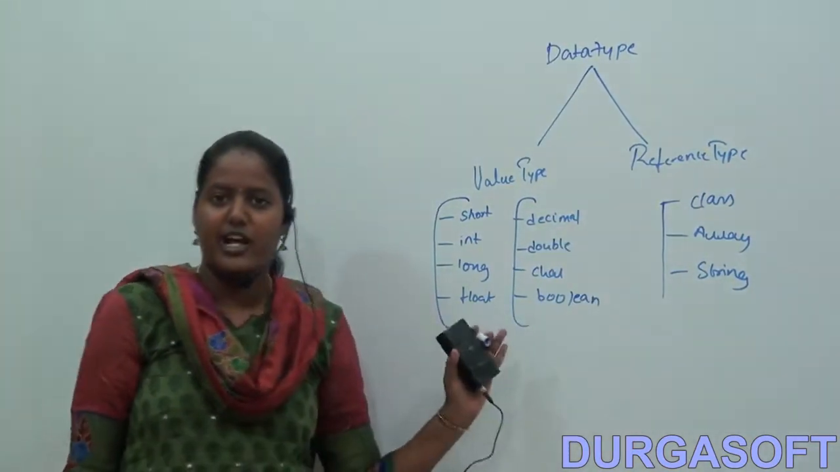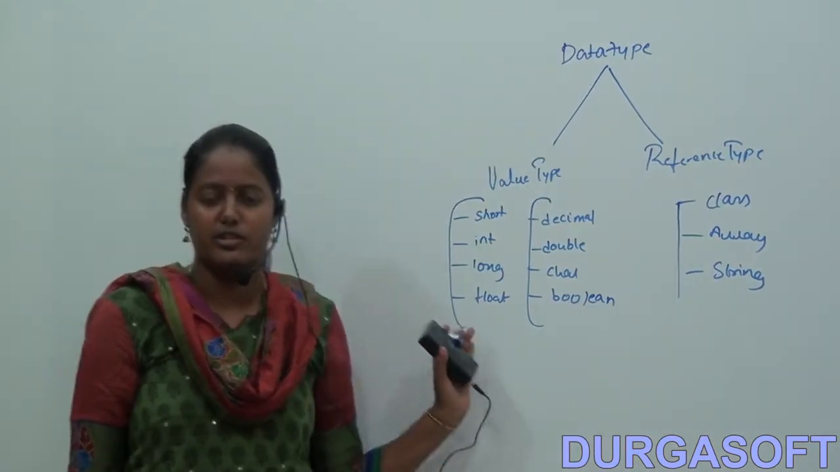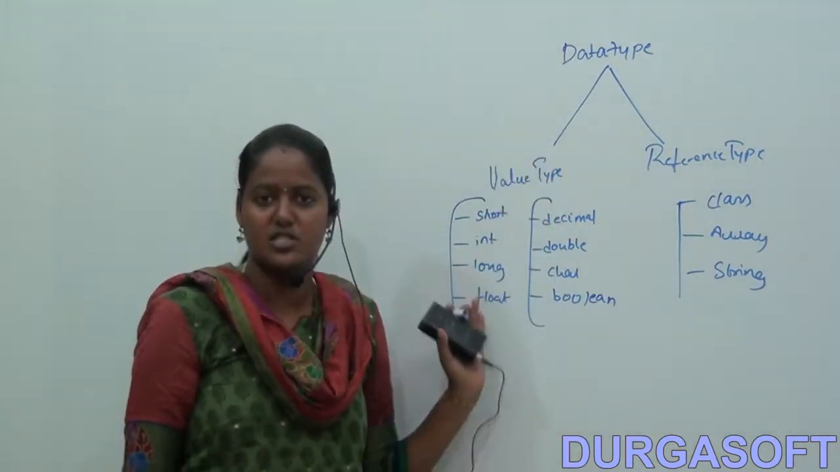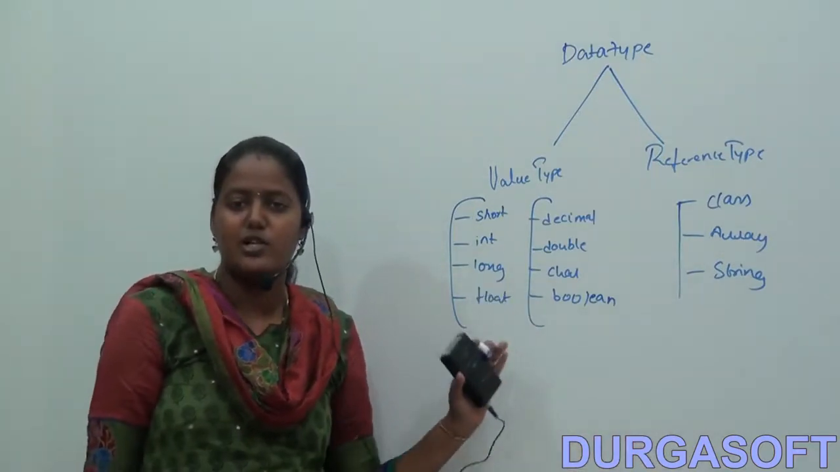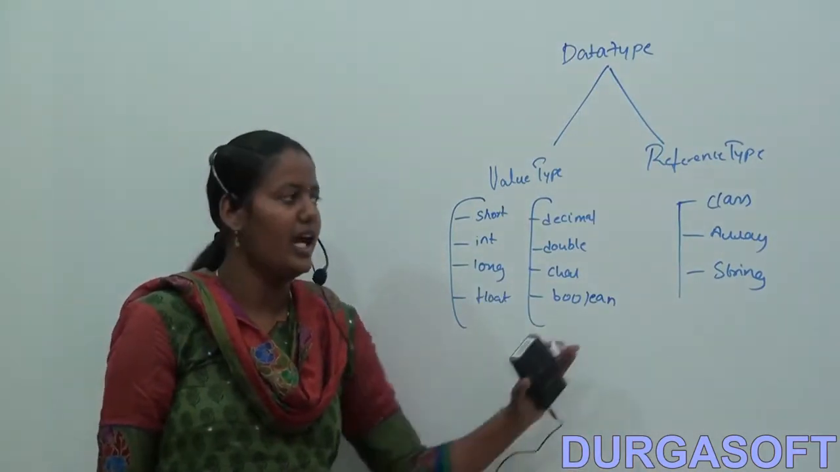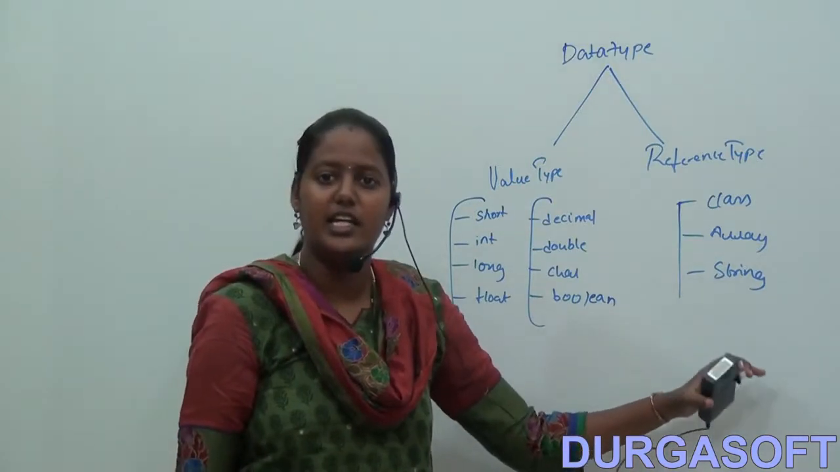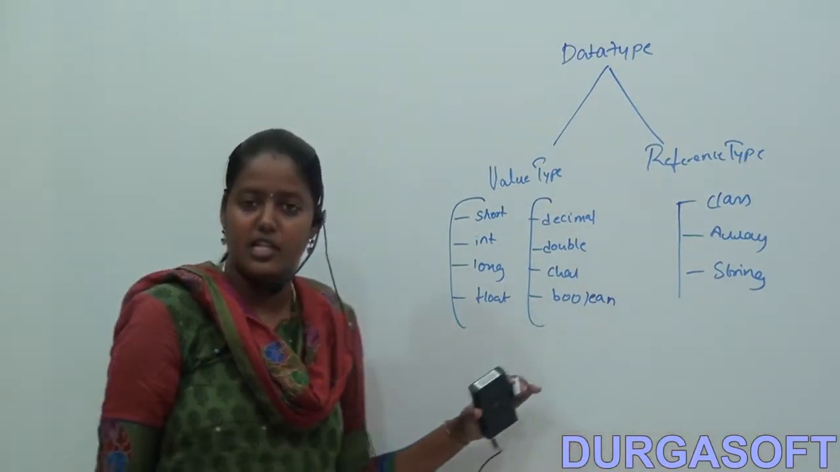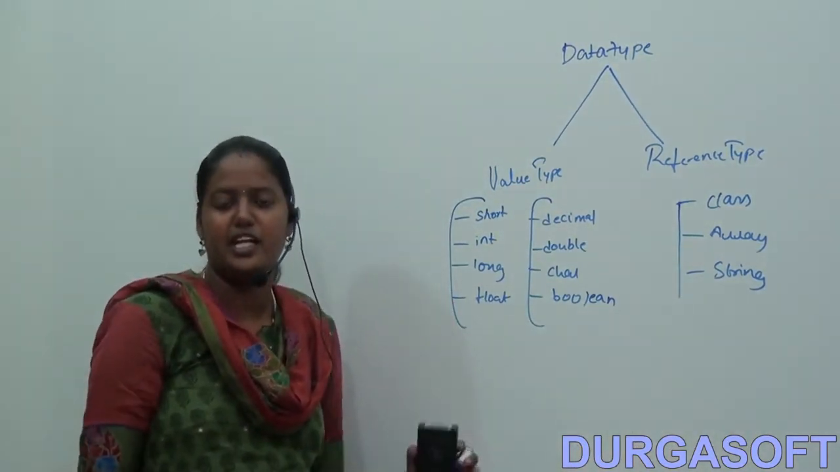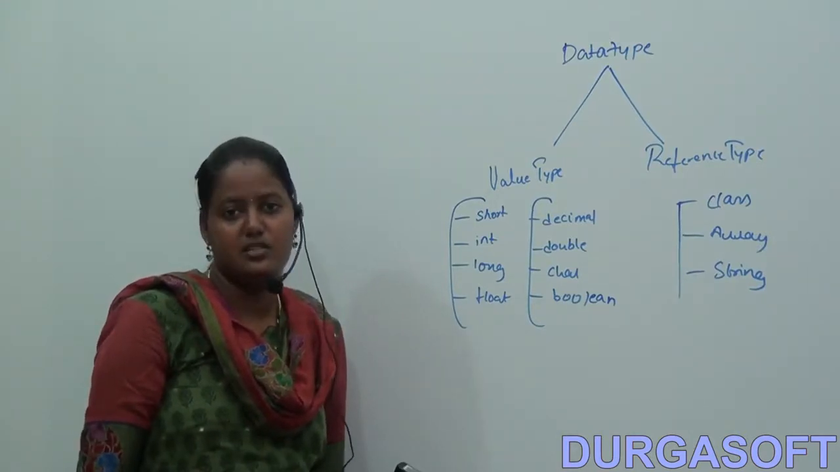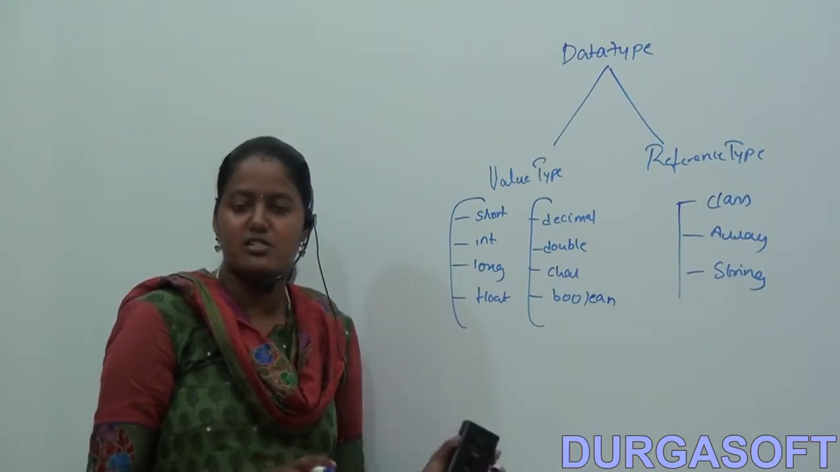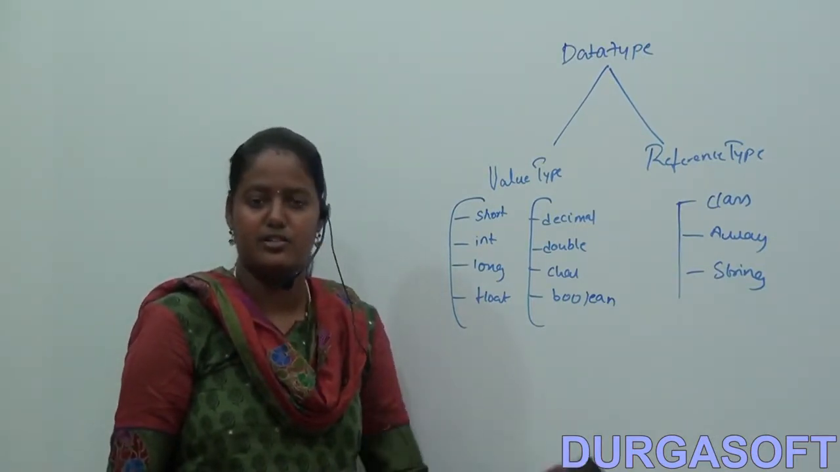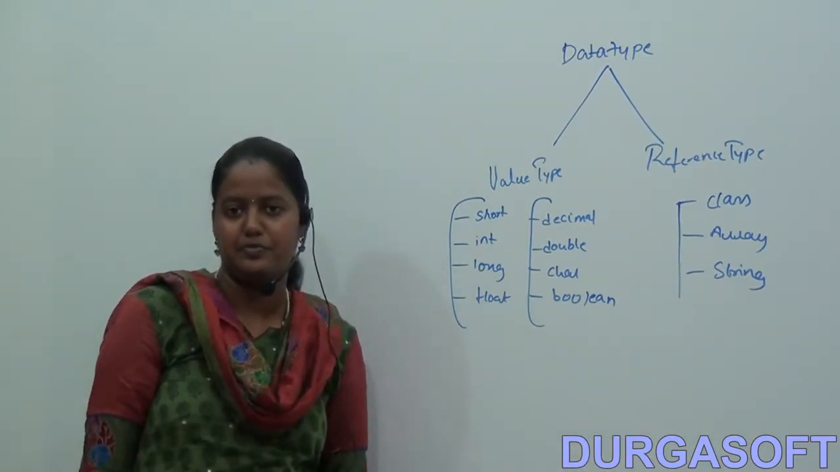And these are the data types, which are divided into value types and reference types. The value types will be stored in the stack memory and reference types will be stored in the heap memory. In the stack memory, the value is directly stored, whereas in the reference type, the address of the value will be stored in the heap memory.